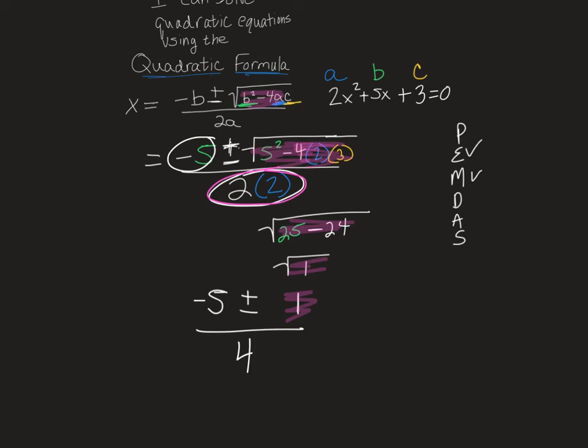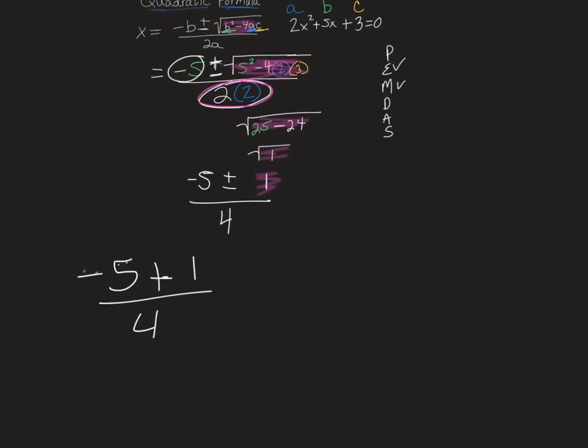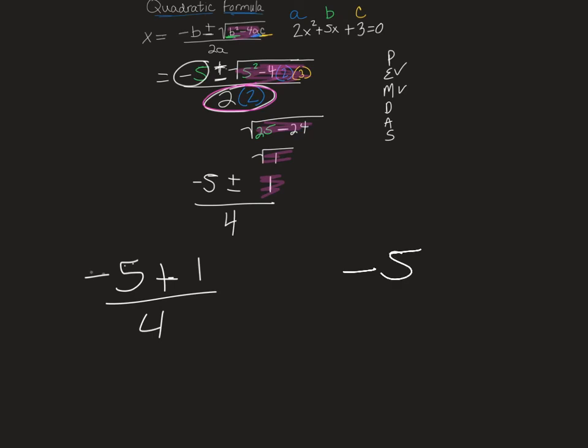So we're actually going to have to solve this formula now 2 different ways. We're going to have to do a positive version of the formula, so it'll be -5 plus 1 divided by 4. And then we also need to evaluate it for -5 minus 1 divided by 4. So that plus or minus means that you're going to need to solve it 2 different ways. You've got to add 1 and subtract 1 in order to get 2 different solutions. So let's see where we end up with that.